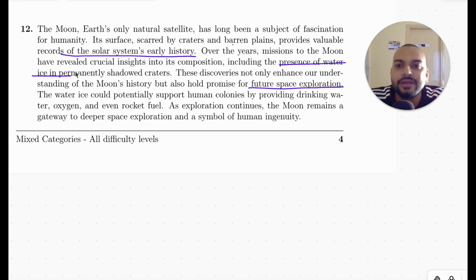So we're getting two very concrete reasons as to why the moon is really important for human space exploration. One, it provides valuable records of the solar system's early history. And the second one is the presence of water ice, which holds promise for future space exploration. So these two points. Let's see which option is covering either one or two of these points.